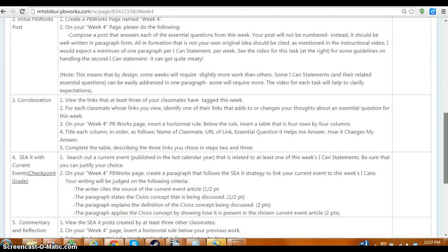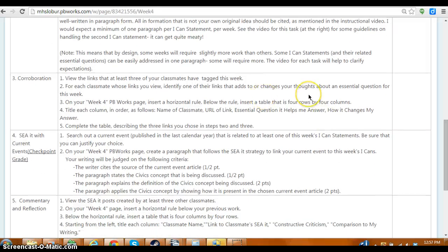Task 3 follows the same format you've done in other weeks. You're going to look at the other links that classmates have found. Maybe they have different interpretations, and mark how those might change your thinking.